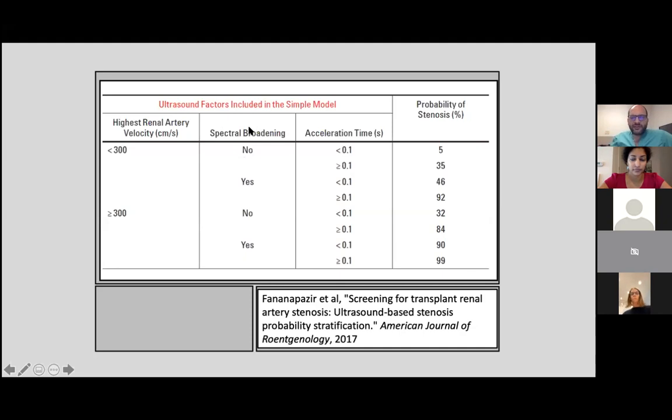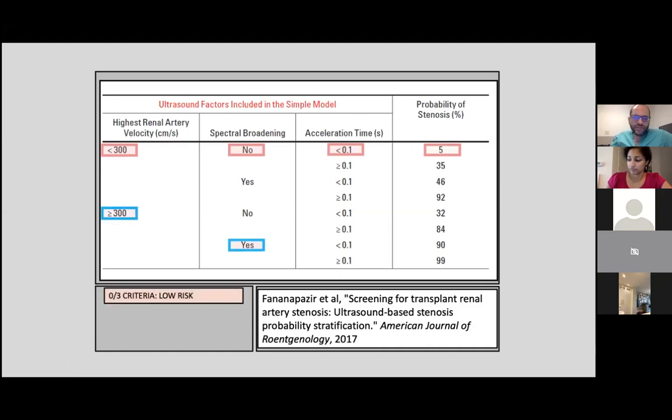And when we put everything in, the only three things that really mattered in being able to figure out the probability of a stenosis was, is the velocity greater than or equal to 300 centimeters per second? Is there spectral broadening? And is there parvus tardus waveforms with an acceleration time of greater than or equal to 0.1 seconds? So those were the only three things that really mattered. And if you had all three things negative, you essentially had a low probability of a stenosis.